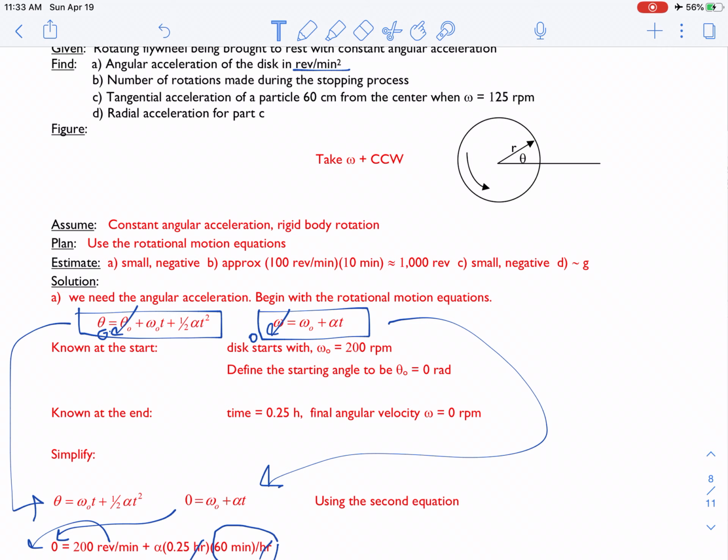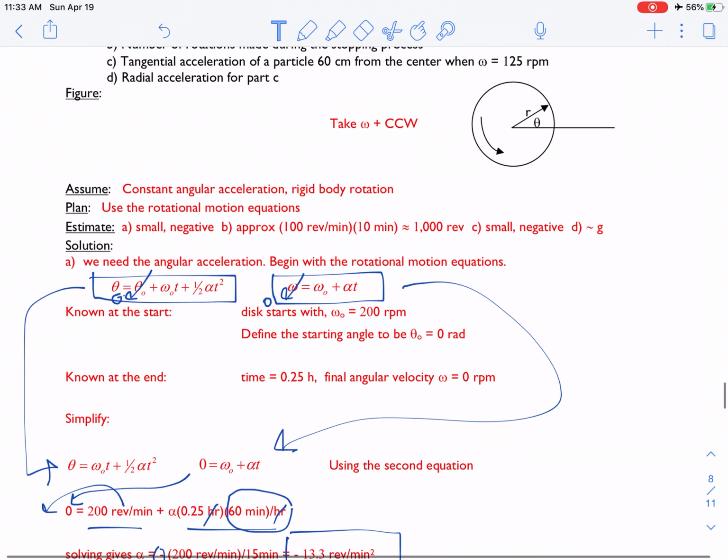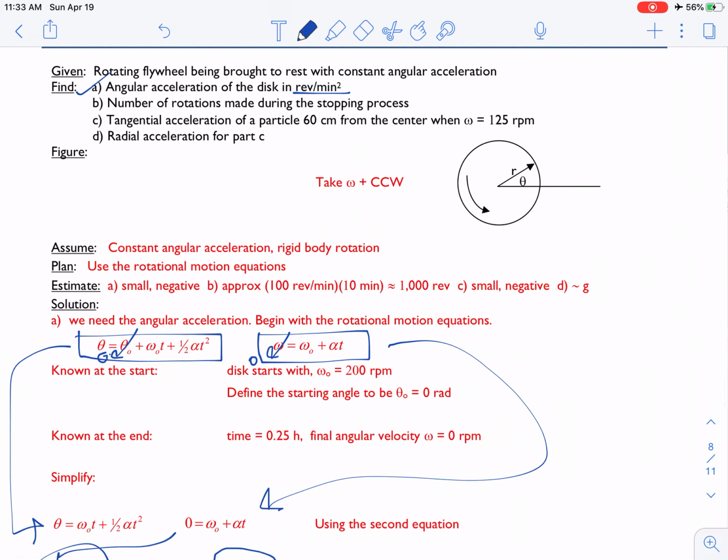If it is not specifically saying something else, then you need to keep it in SI units. Okay, so number of rotations made. So this is, we did part A. Now we're in part B. Number of rotations made during the stopping process.